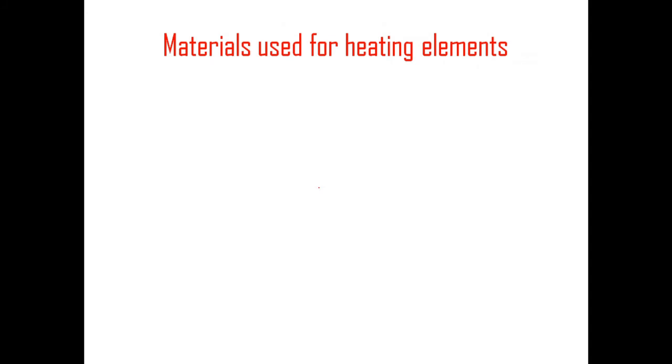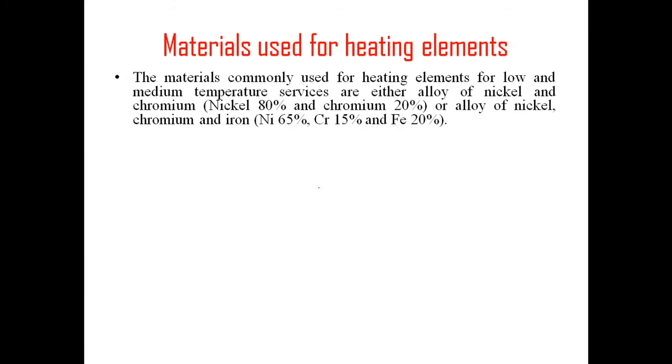So now let's look into the materials used for heating elements. Here the first material we generally use, the most popular material, is nichrome. That nichrome is a combination of nickel and chromium. Nickel is 80% and chromium is 20%. For low temperature heating elements we use nichrome. In earlier slides I told you that nichrome can be used up to 1000 degrees Celsius, so it is in between low and medium.